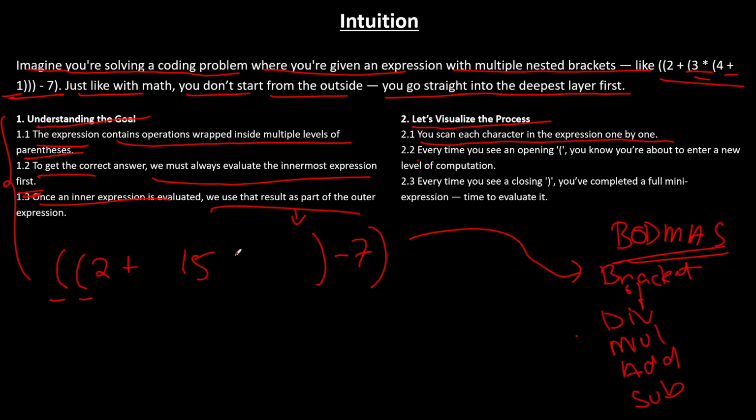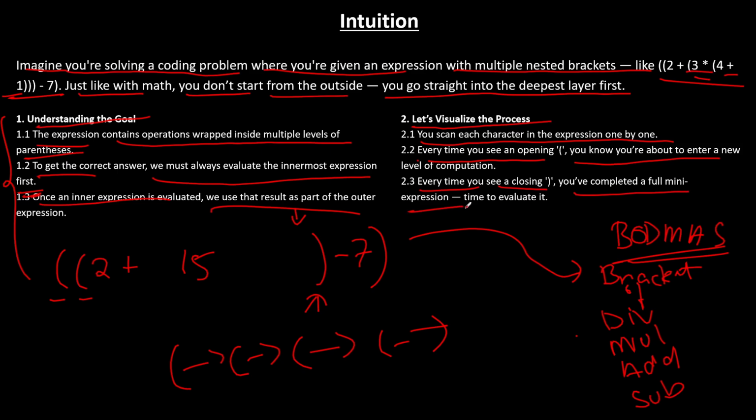You got 15 here. So you got another bracket. If you can observe here, what's the thing? Every time you see an opening bracket, you know you are about to enter a new level of computation. So as much as you cross the brackets, you are going deeper and deeper. And every time you see a closing bracket, you have completed one mini expression and it's time to evaluate it. Correct? As soon as you find the closing bracket, you get an understanding.